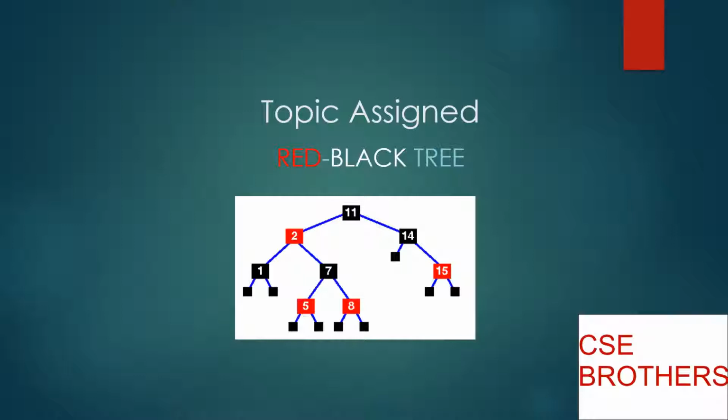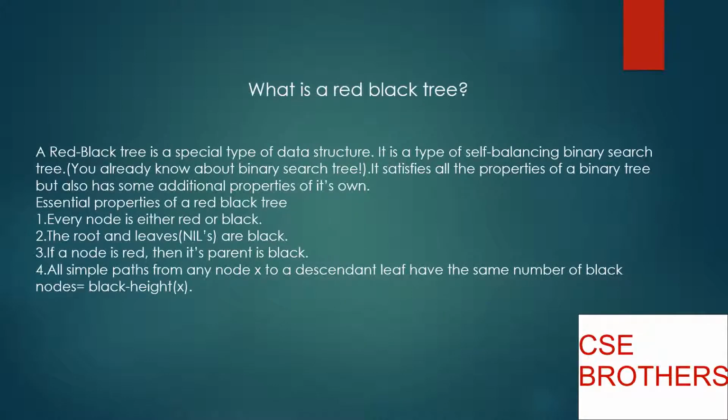Red black tree. So what is a red black tree? Red black tree is a special type of data structure. It is a self-balancing binary search tree. You already know about binary search tree.